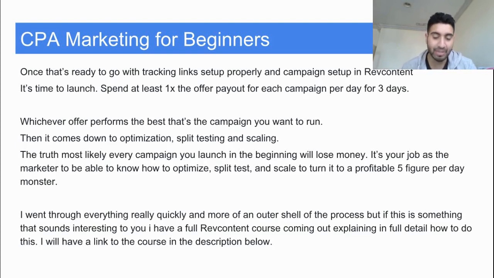Because if you try to optimize the other campaigns that are not converting as well, it's going to be harder for you. So that's why we want to run 3 different offers at the same time. That way, when we find the one that performs the best, it's a lot easier to optimize it, split test it, and scale it further down the road. Does that make sense? So then it comes down to optimization, split testing, and scaling.